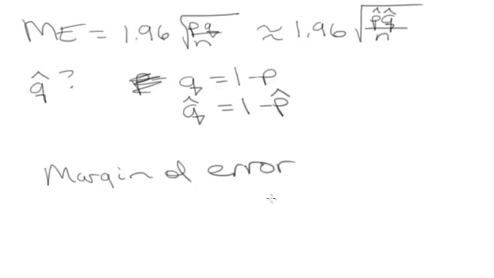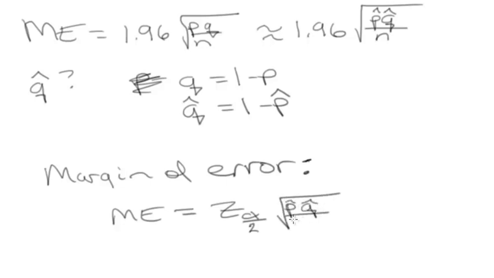Hang on, wasn't it only 1.96 if I wanted 95% confidence? Okay, it's actually going to be the margin of error equals the critical value times the square root of p hat q hat divided by n. And what is that critical value? Well, we talked about it in section 7.2, but let's talk about it again in the next video. So I'll see you in the next video.